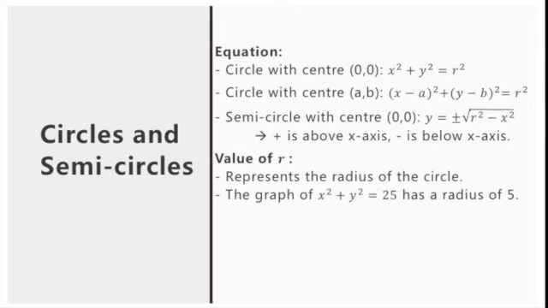As I've already said, r represents the radius of the circle. So in that equation, x squared plus y squared equals 25, we obviously have a radius of 5 because the square root of 25 is 5.